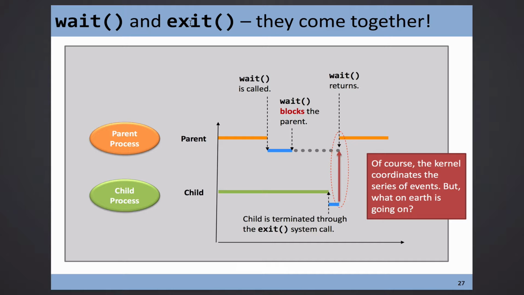The child will continue the execution until something happens. Either you are accidentally terminated, let's say by a segmentation fault, or you voluntarily exit, like you call exit, or you call return 0 in the main function. So you will terminate. Believe me, when you call return 0 from the main function, eventually you are calling exit. So this is the same.